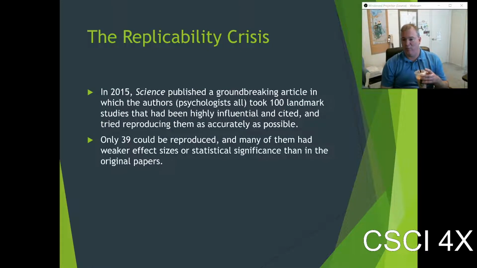Only 39 can be reproduced with the same level of statistical significance and effect size they had as the original. So that means of the 100 most cited, these aren't random papers, these are the most influential papers that had been influencing psychology for decades, you had a better than half chance of being wrong if you believed it. If your reaction to every study in psychology was just to go BS and not believe it, you would have been better off than if you'd believed these highly influential, cited, 95 confidence level studies. Each one of these papers only has a 5% chance of being wrong due to chance.